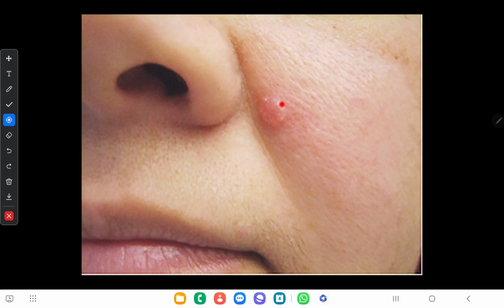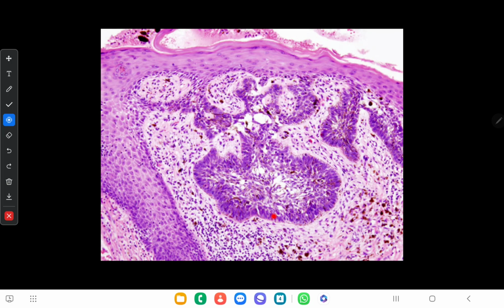Here is a histological section of basal cell carcinoma. Here you can see infiltrating islands of basaloid cells with a peripheral palisading appearance. Peripheral palisading is there, and inside there is thin pale cytoplasm. It is an infiltrating basaloid cell which can be seen in basal cell carcinoma.